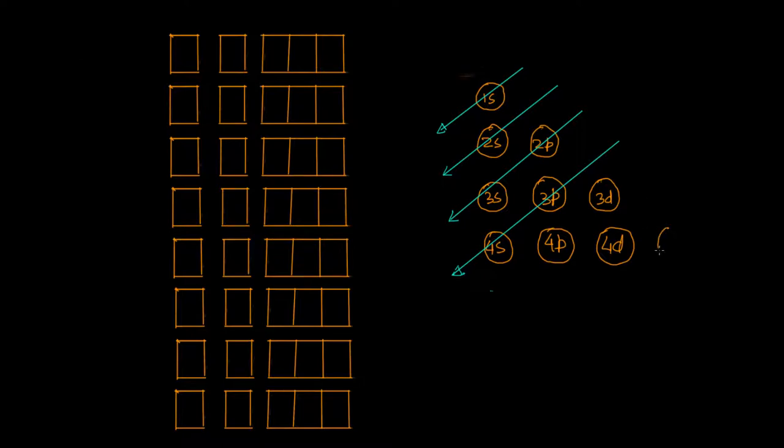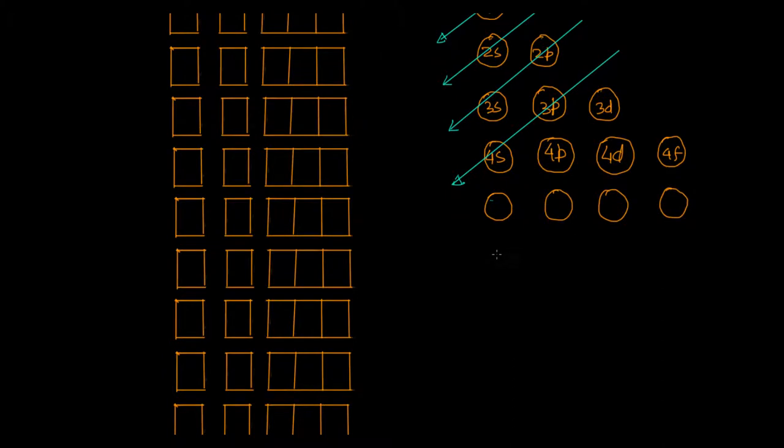So this is 4f, it is 5s, 5p, 5d, 5f. We are not showing 5g because even till 122 we are not able to reach that. Similarly here we are not drawing h, though that is technically possible, but you'll not reach there. We'll see that.